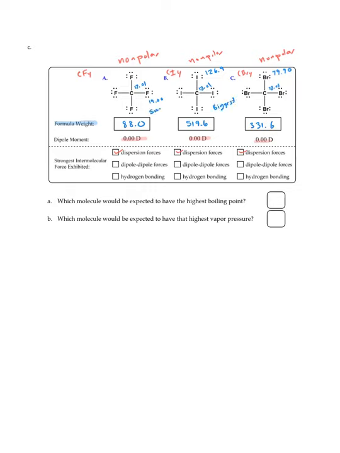This is the smallest. And so I would expect this to have the lowest boiling point, this to have the highest boiling point. And so B would have the highest boiling point, the lowest vapor pressure. A would have the highest vapor pressure, the lowest boiling point.